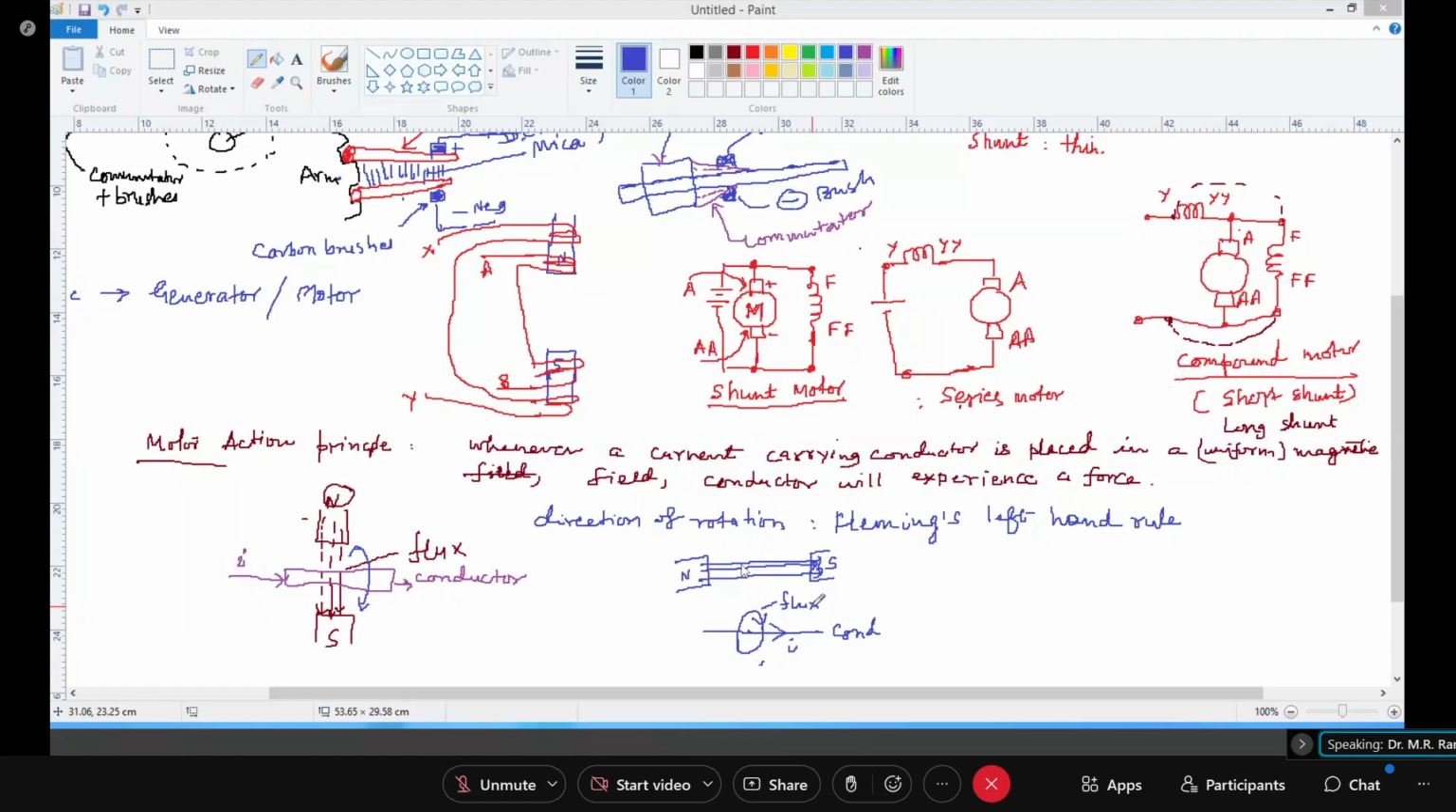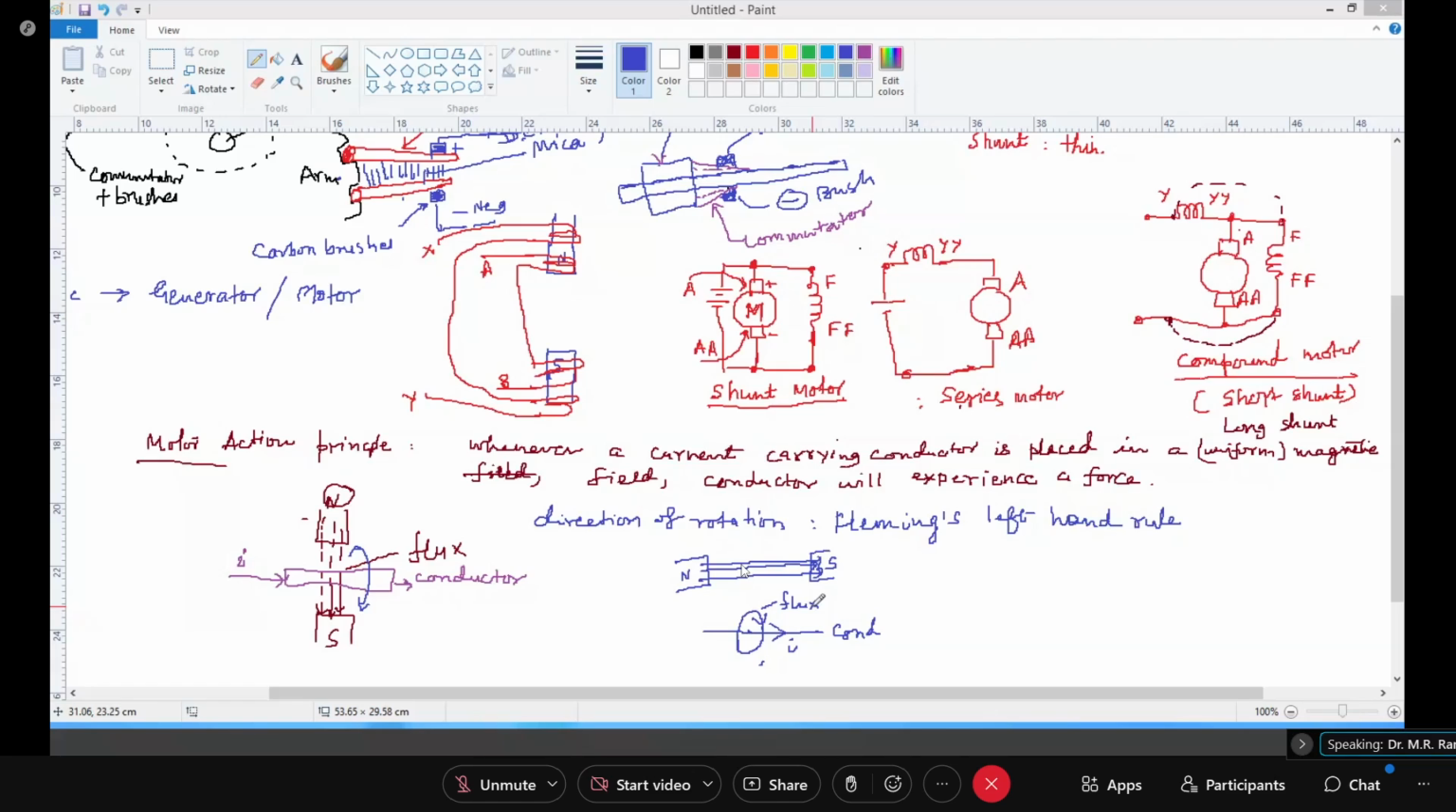How do you get this field? You know the Oersted law, according to which when current flows through a conductor, a magnetic field is produced. That is the basic law. Okay? That is the basic law. Clear?